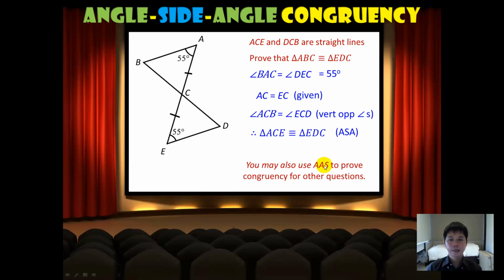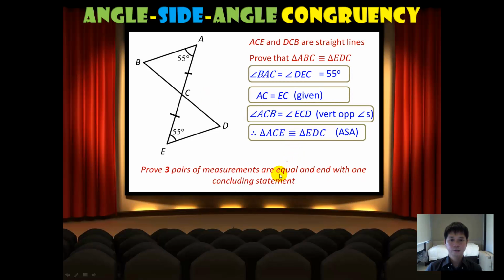Now, ASA and AAS are actually somewhat similar. As long as you have 2 corresponding angles and 1 corresponding side that are the same, you can prove that the 2 triangles are congruent. And once again, make sure that you have 3 pairs of measurements that are the same and end with 1 concluding statement.